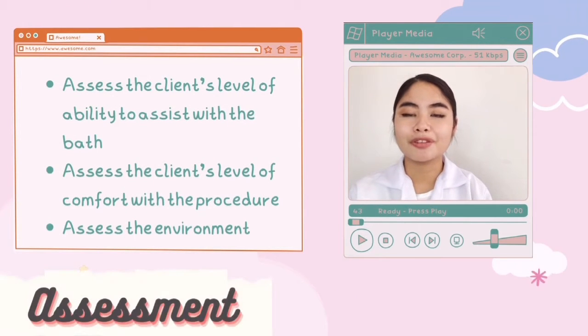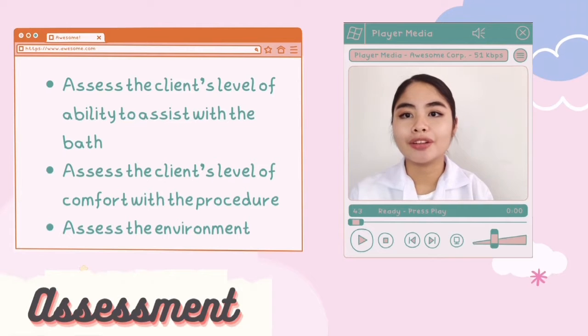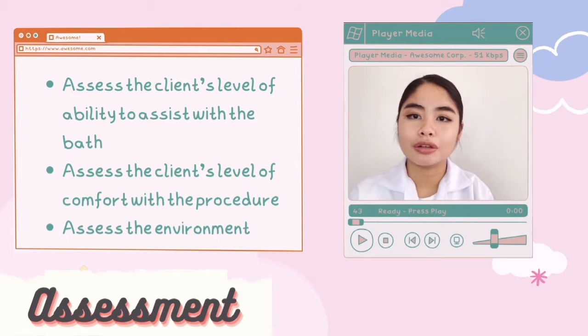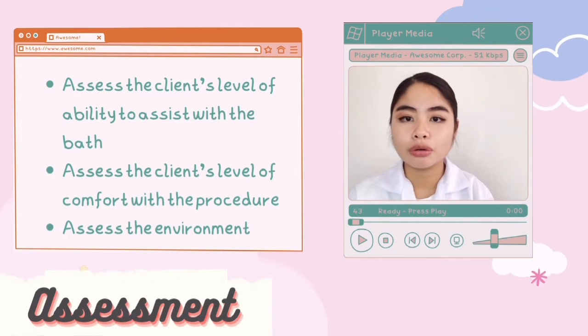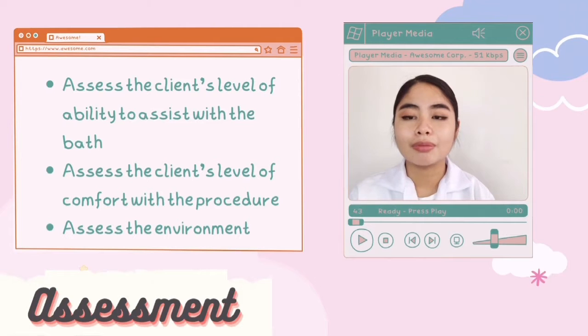For the assessment, first you're going to have to assess the client's ability to assist with the bath. Determine if the client is able to follow directions. Check the client's ability to assist with the cleaning in any portion of the body. Second, assess the client's level of comfort with the procedure. Check for potential cultural, sexual, or generational issues. Determine whether the client is uncomfortable, tense, or nervous about being bathed by someone else.